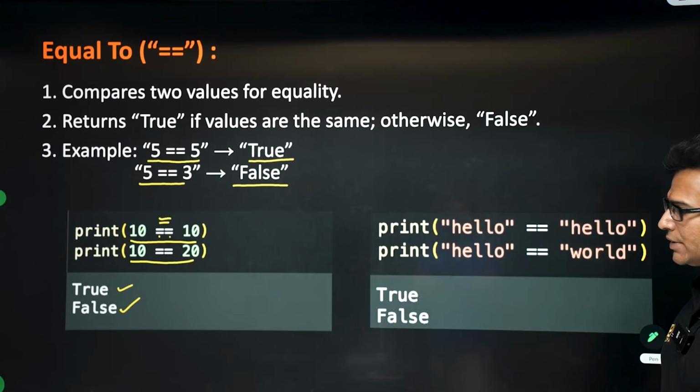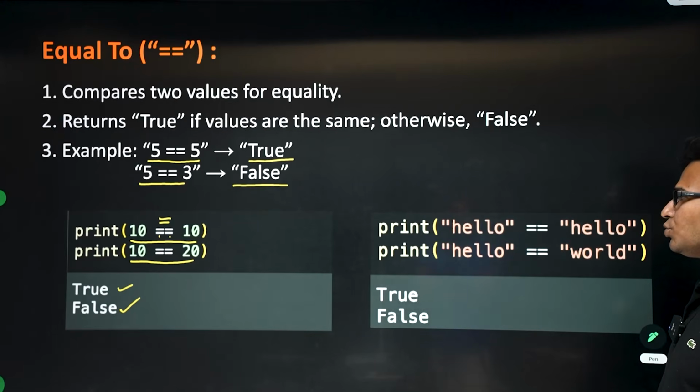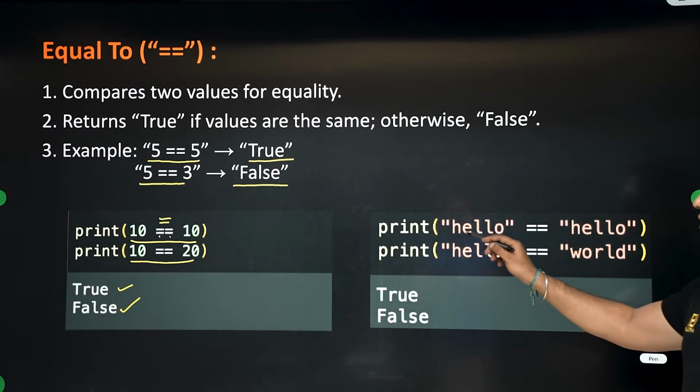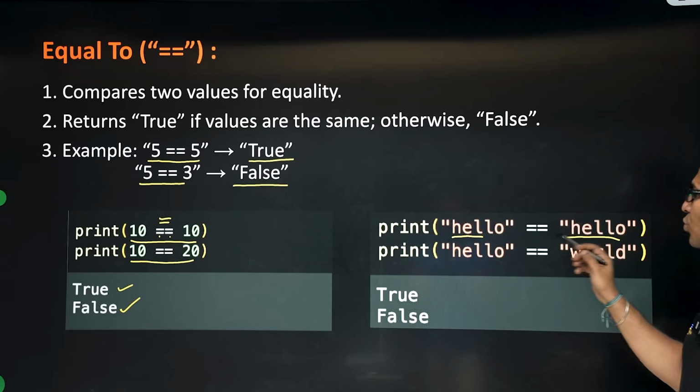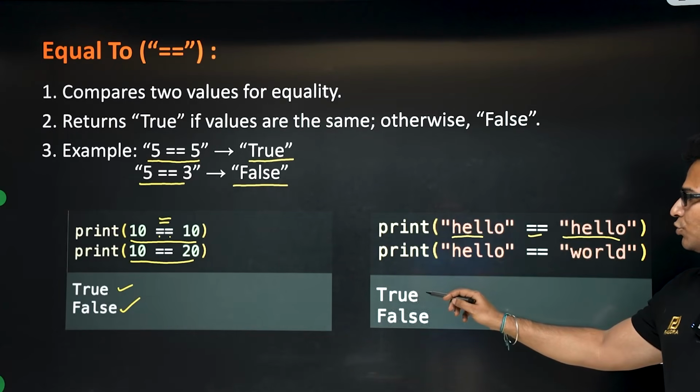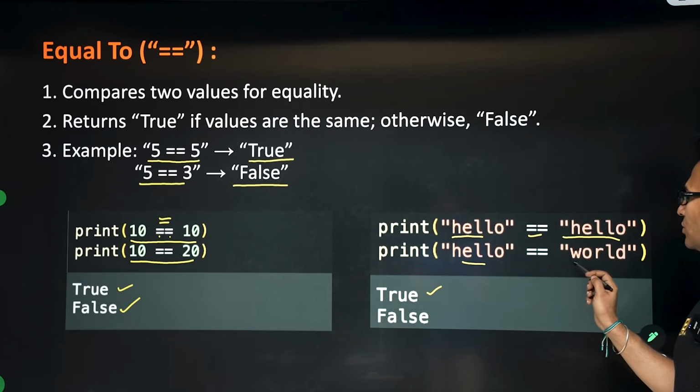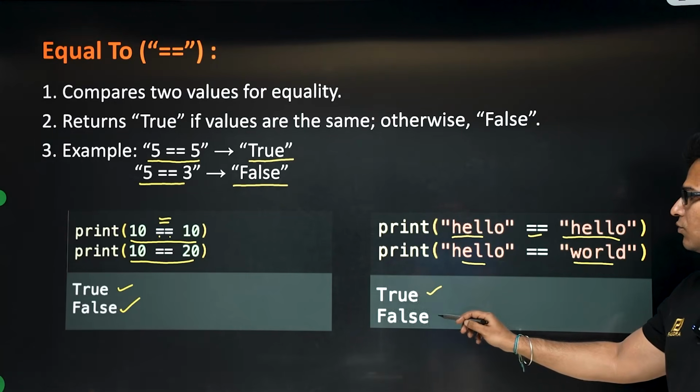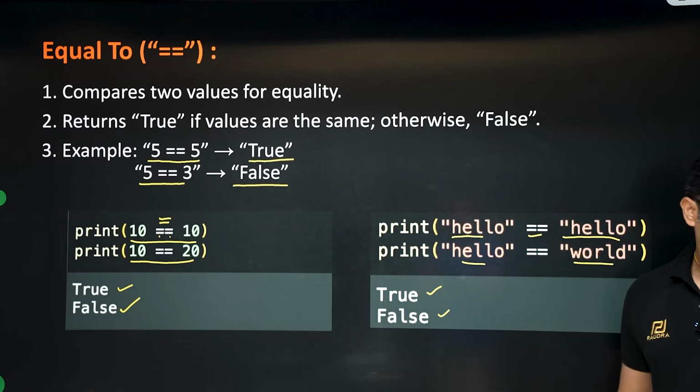Now, similarly, you can check anything. You can compare two strings also. Check if hello equal to hello. Yes, both are equal. So true. Check if hello equal to world. Both are not equal. False. Right.